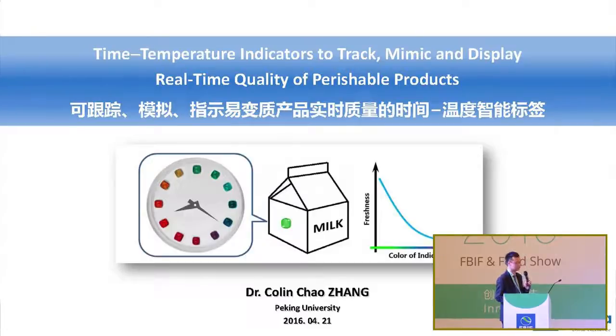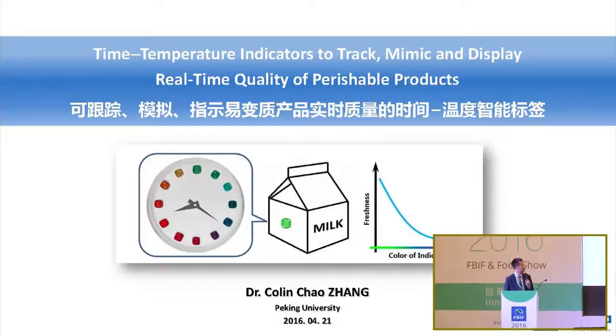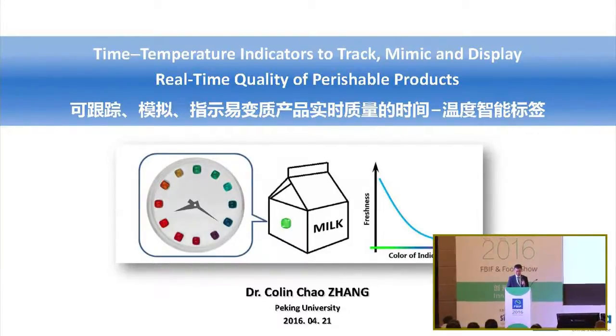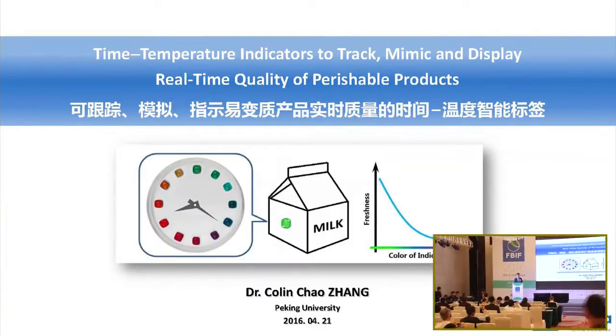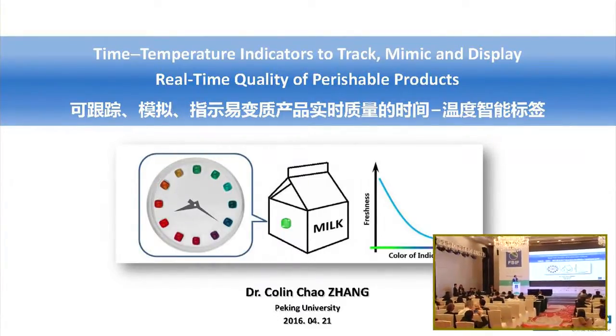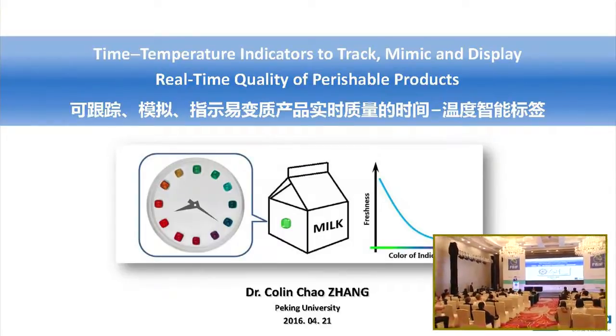covering a very specific area of the intelligent packaging technology. As you can see in the title, Time Temperature Indicators, TTI. And this technology can be used to track, mimic, and display the real-time quality decline process of perishable products.